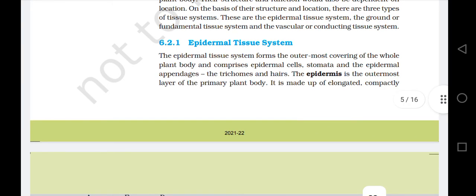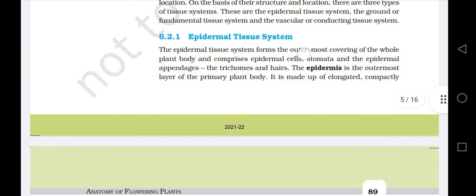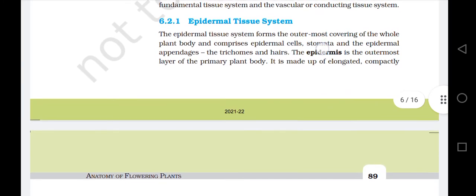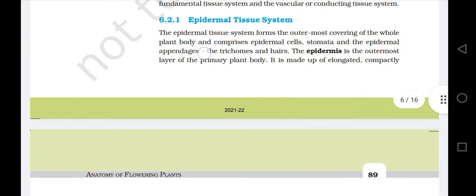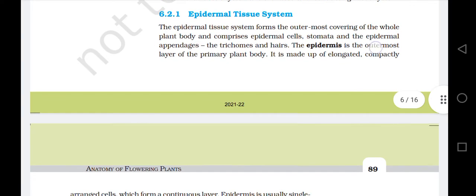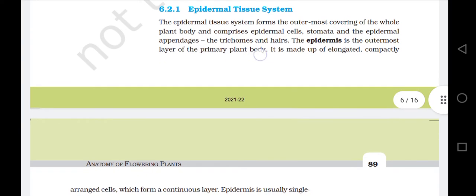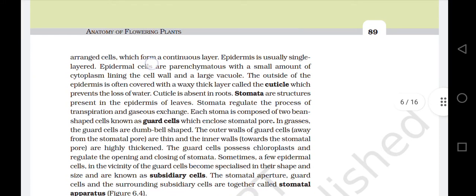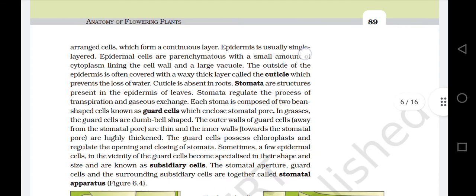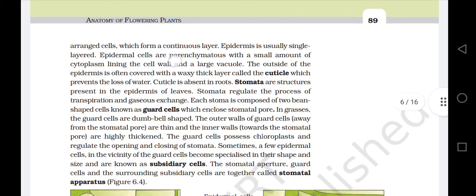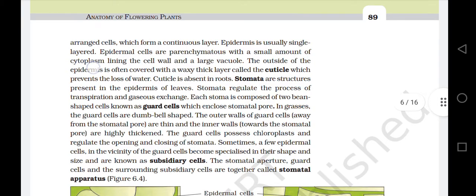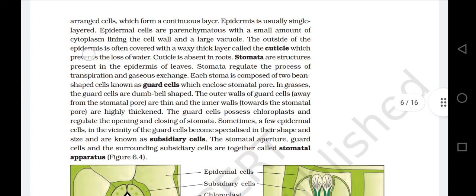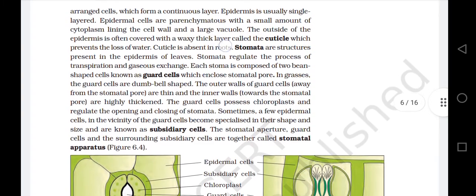6.2.1 Epidermal tissue system. The epidermal tissue system forms the outermost covering of the whole plant body and comprises epidermal cells, stomata, and the epidermal appendages, trichomes and hairs. The epidermis is the outermost layer of the primary plant body. It is made up of elongated, compactly arranged cells which form a continuous layer. Epidermis is usually single-layered, with parenchymatous cells having a small amount of cytoplasm lining the cell wall and a large vacuole.